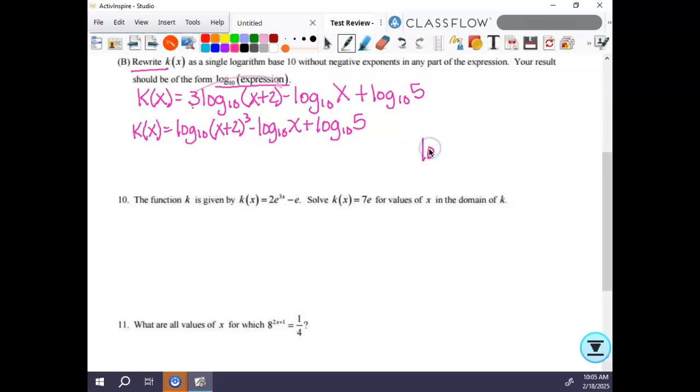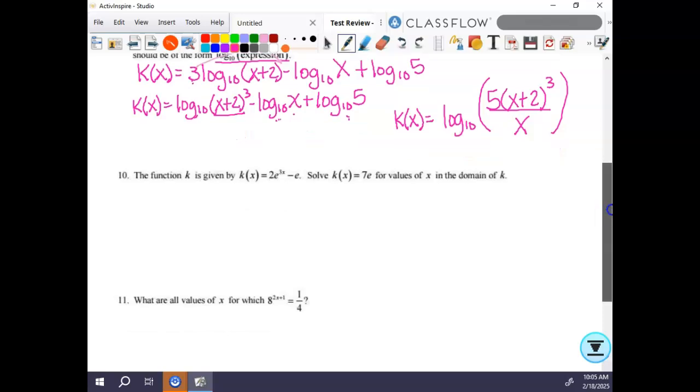We're going to start by saying k of x equals log base 10. Make my fraction bar. Everything that's positive goes in the numerator, so this one's positive, x plus 2 cubed. I don't have to actually cube it. I just write that. This is negative, so the x goes in the denominator. This is positive, so the 5 goes in the numerator. Boom, you're done. Okay, that is it.